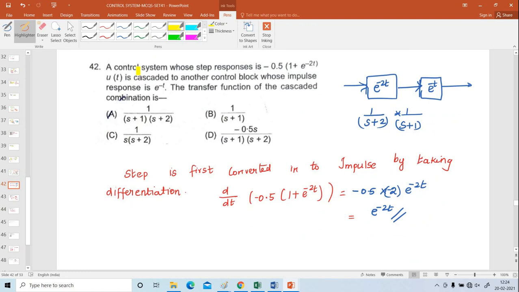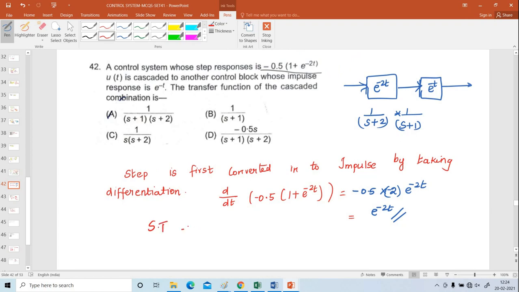Next problem, a control system whose step response is -0.5(1 + e^(-2t)) u(t) is cascaded to another control block whose impulse response is e^(-t). The transfer function of the cascade combination. Here one of the responses given is a step response and the other is an impulse response.